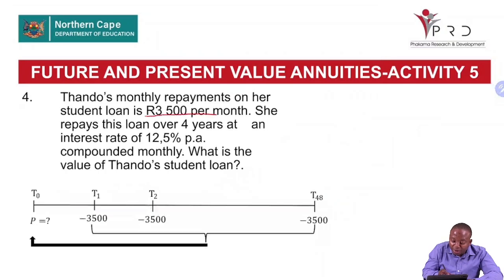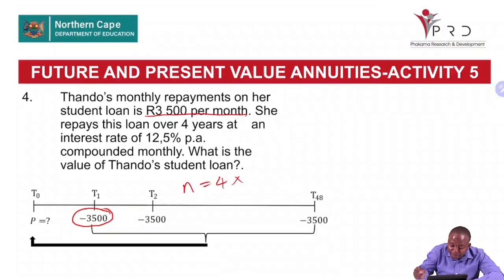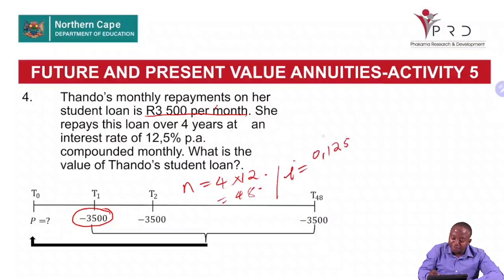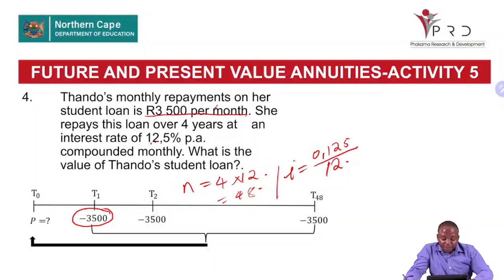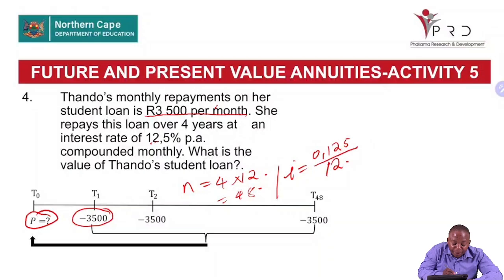The repayment is 3,500, and the loan is over a period of 4 years. So our N is 4 multiplied by the compounding period, which is per month, so we multiply by 12 and get 48 as our N. At an interest rate, our I will be 0.125, as we divide 12.5 by 100, all over our compounding period of 12. Then we are asking, what is the value of the loan? So we are looking for the present value.